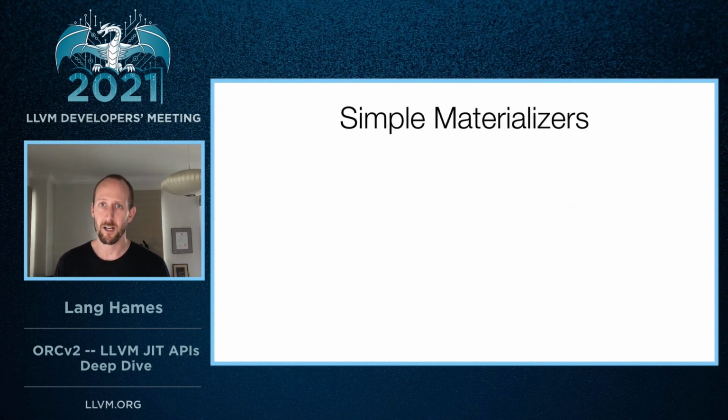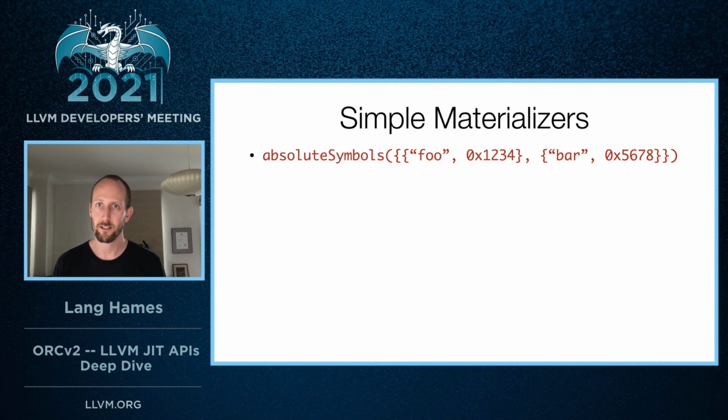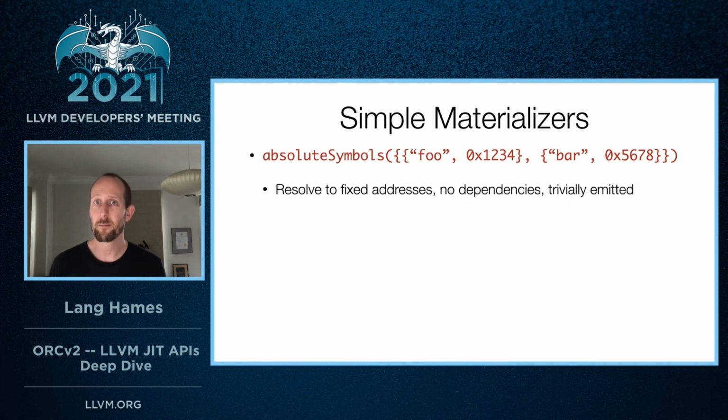I mentioned that these materializers can be very simple. The simplest materializer is the absolute symbols utility. This is provided in tree for you, and this just creates an association between a symbol name and an address. This is a way that you could, for instance, name a hardware buffer for the sake of your JIT code. The steps to materialization for this materializer are just that we resolve each of the given symbols to the given fixed address, we register no dependencies, and we tell ORC that the symbols have been emitted because there's nothing for us to do. So that's the simplest materializer that you can come up with.